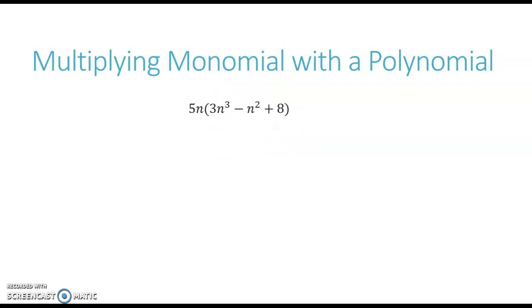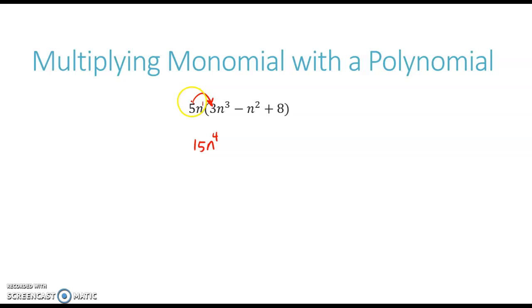Next problem. We're doing the same thing. I'm going to take this 5 in. I'm going to take it times 3n cubed. So 5 times 3 is 15. And then n to the first power times n to the third power would be n to the fourth power.